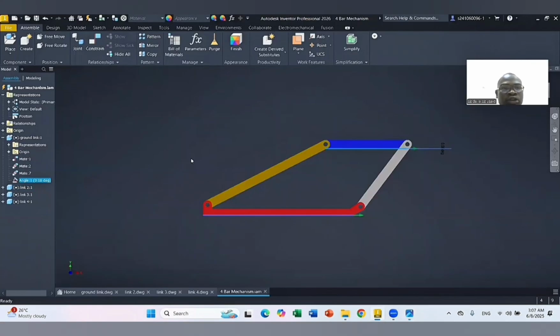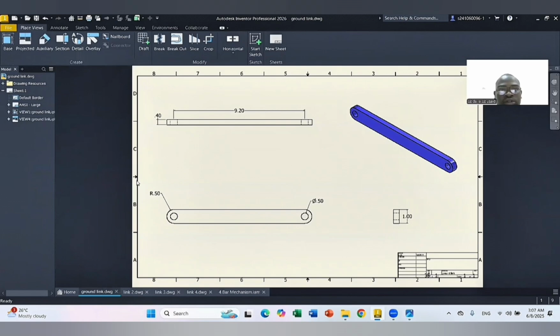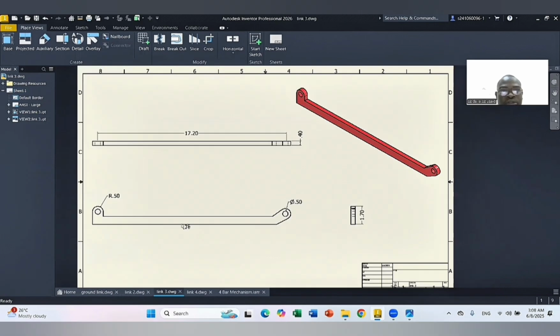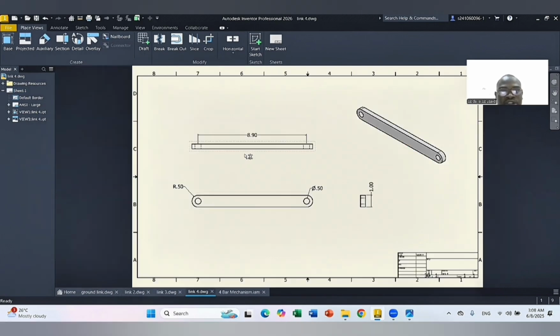So let's first have a look at the components of this linkage. The first component is the ground link, which has a length of 9.2 centimeters. The second link is 15 centimeters. And then we have the third link, which is 17.2 centimeters. The last one is the fourth link, which is 8.9 centimeters.